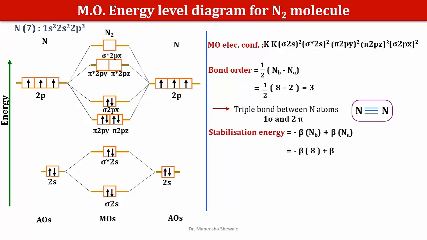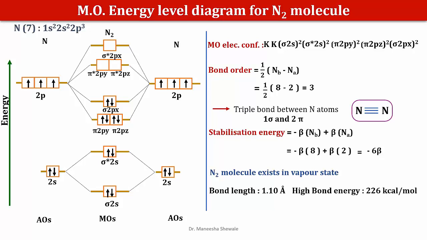Stabilization energy is minus beta into 8 plus beta into 2, which is minus 6 beta. The nitrogen molecule is highly stable and it exists in the vapor state. The bond length here is 1.10 angstroms and the bond energy, which is very high, is 226 kilocalories per mole. As we can see that there is no unpaired electron, the molecule will be diamagnetic.